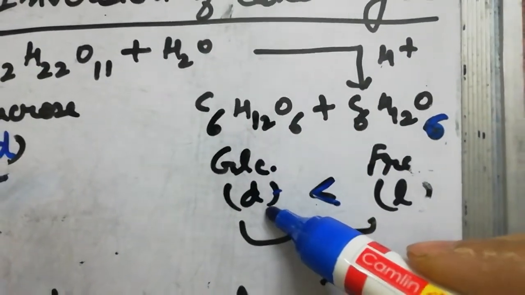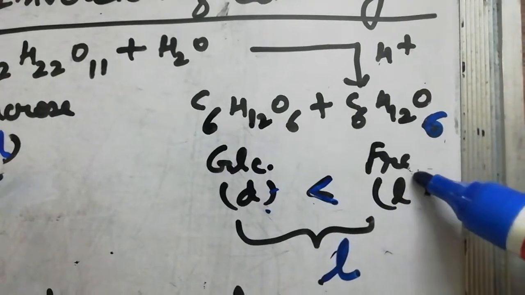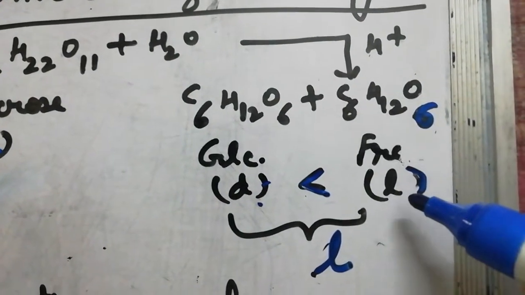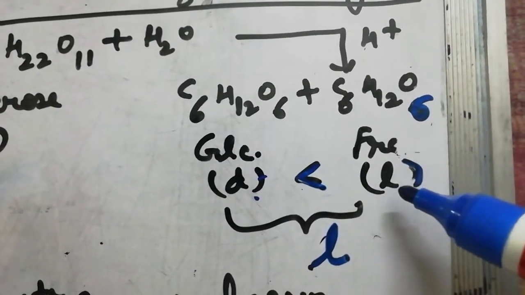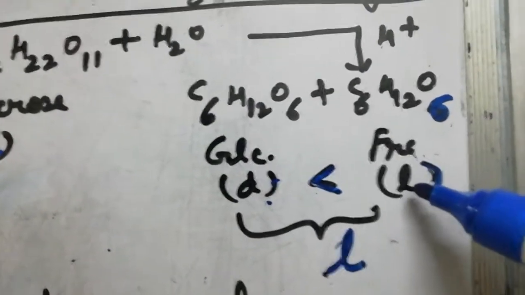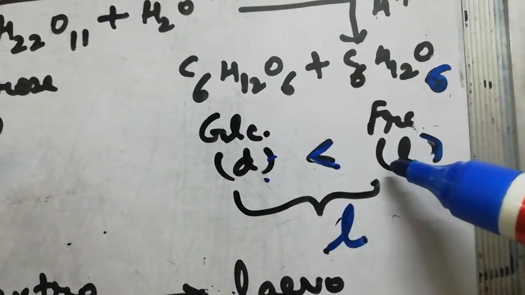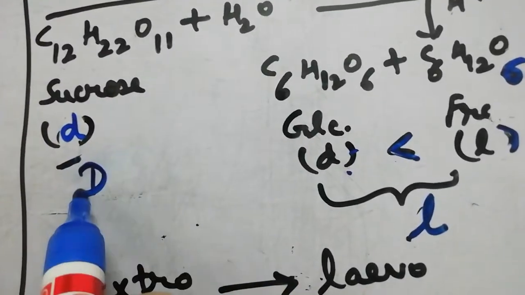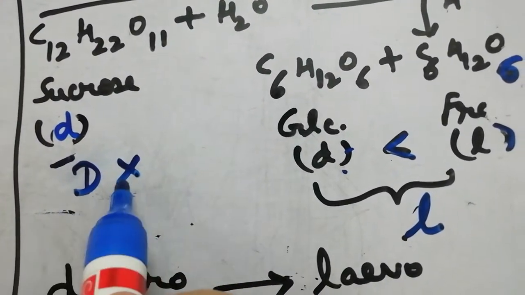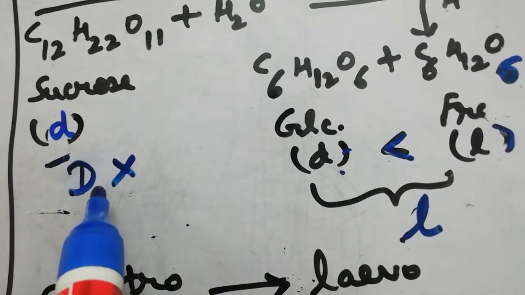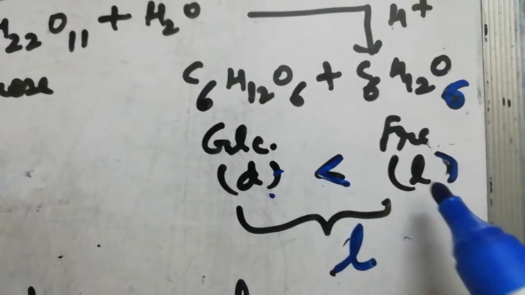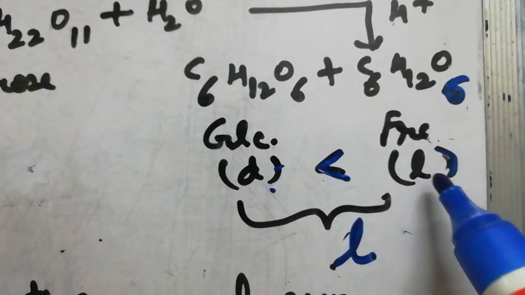Glucose is dextrorotatory and fructose is levorotatory. Levorotatory means those substances which can rotate the plane of polarized light towards the left direction. This is also optical rotation. Please note down, this is not the capital D. Capital D is a different notation which we will discuss in next lectures. So this is small d. So small d stands for dextrorotatory and small l stands for levorotatory.